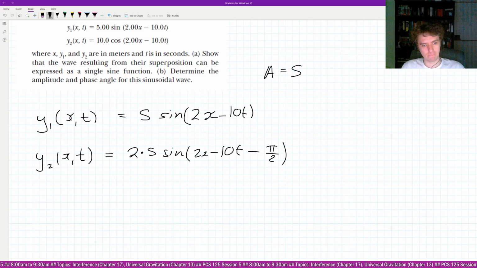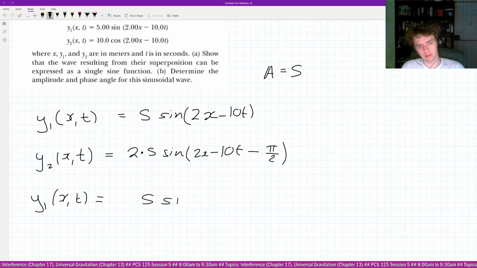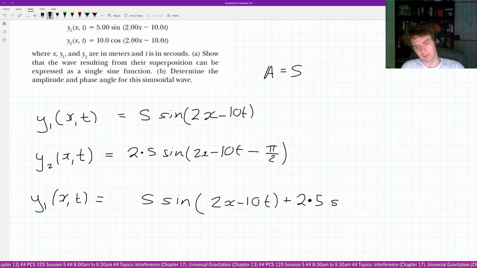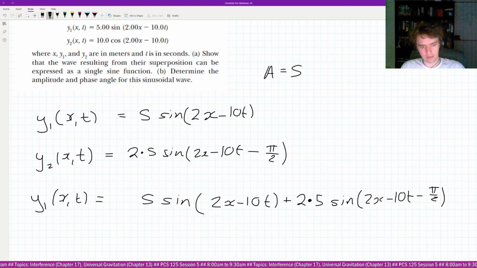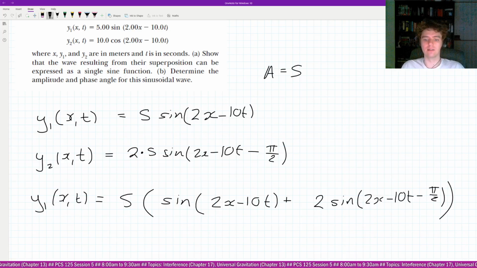I don't know. Maybe. If I try to add these, y1(x,t) equals 5 sine(2x minus 10t) plus 2 times 5 sine(2x minus 10t minus pi over 2). So I can factor out the 5, of course. Is there an identity for 2 sine something? Yeah, 2 sine x cos x will equal sine 2x. I'm trying to find it here.